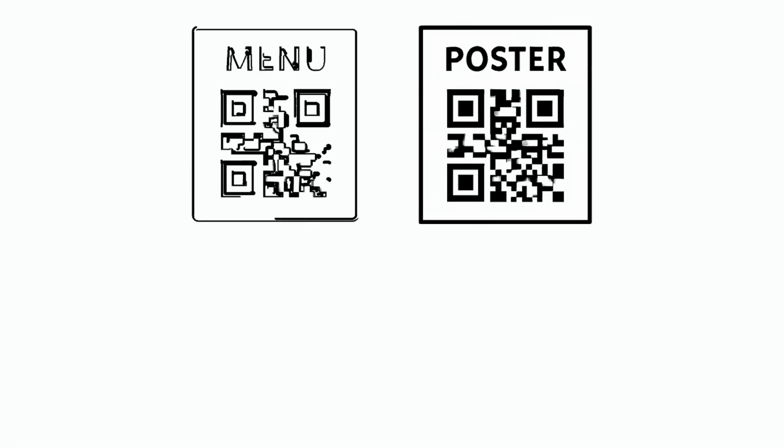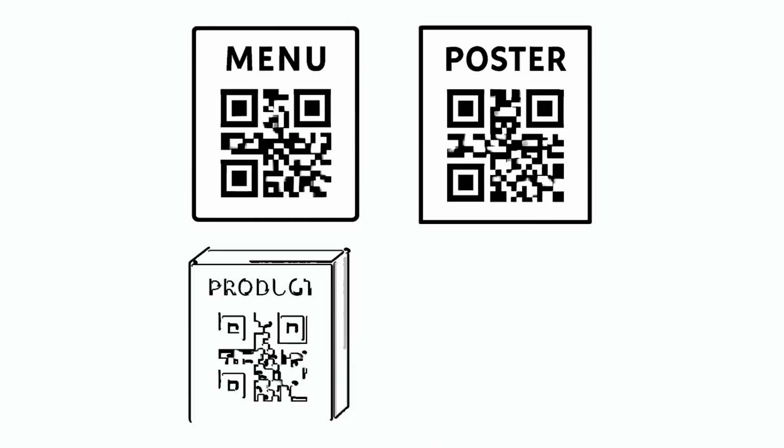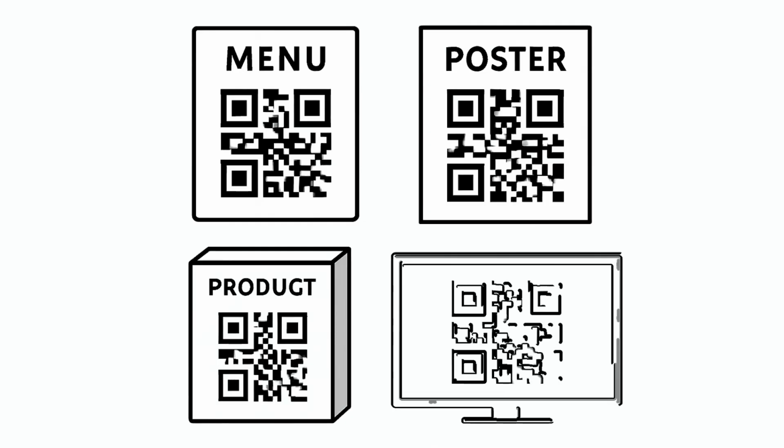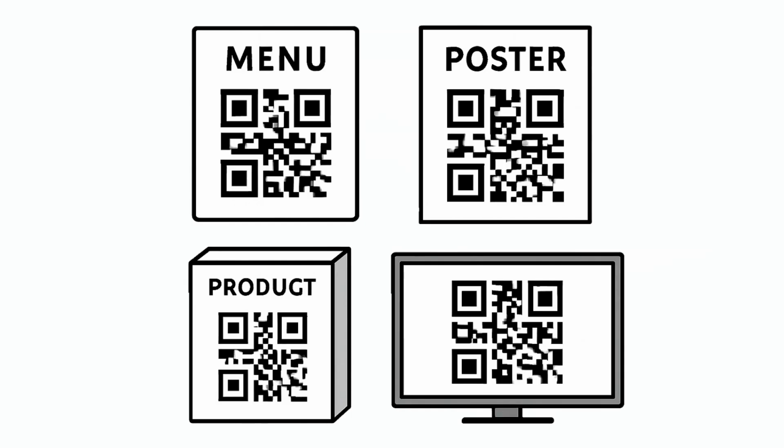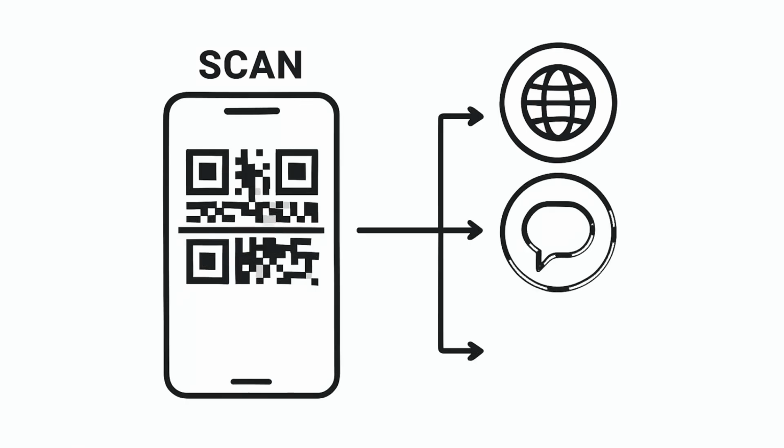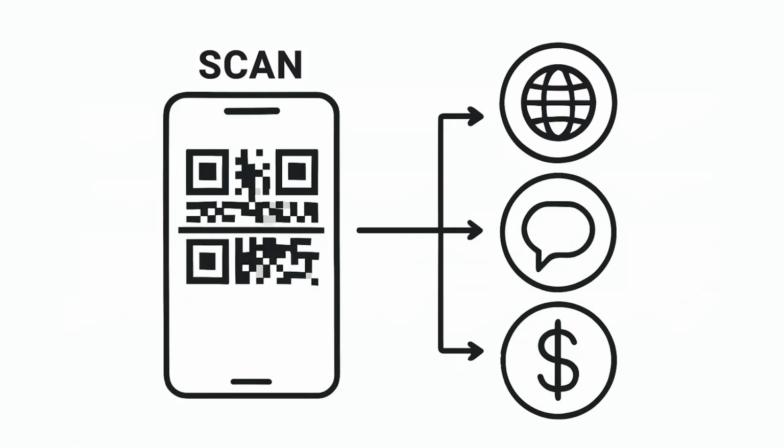You see them on menus, posters, packages, even on TV screens. Those little black and white squares called QR codes. But what are they actually doing? And how can your phone turn a fuzzy square into a website, a message, or a payment in a split second? Let's break it down in a simple way.